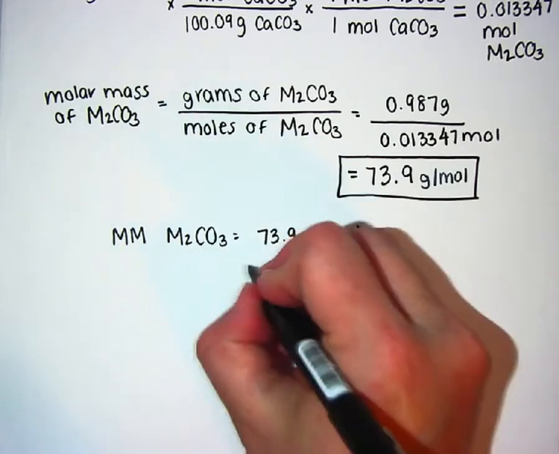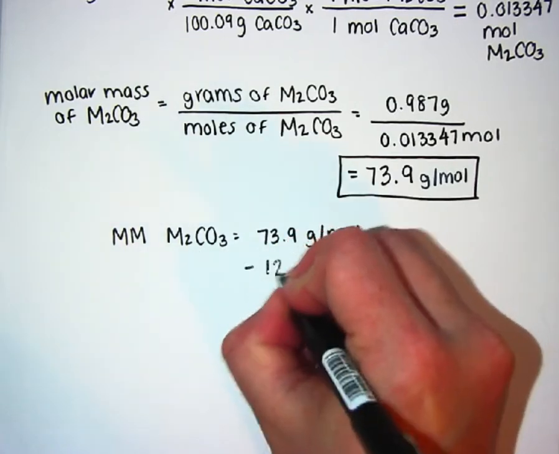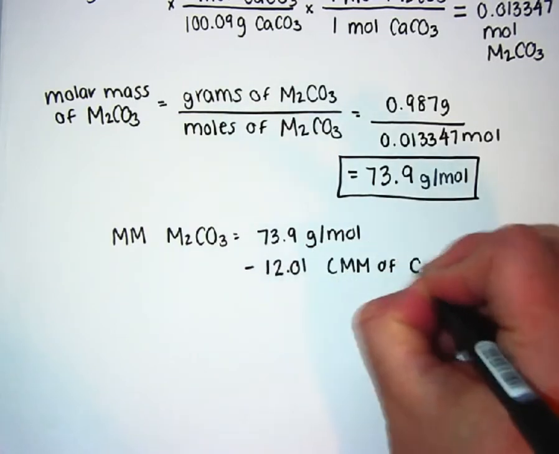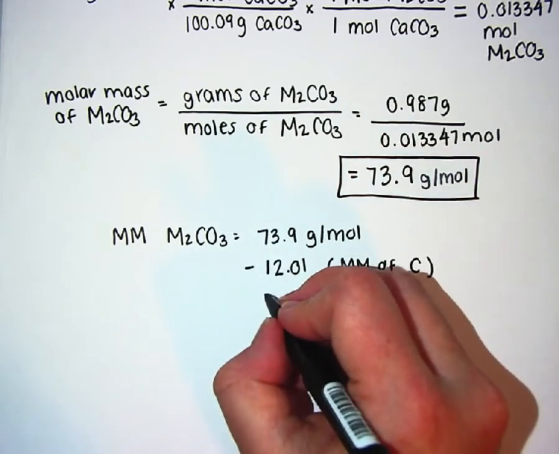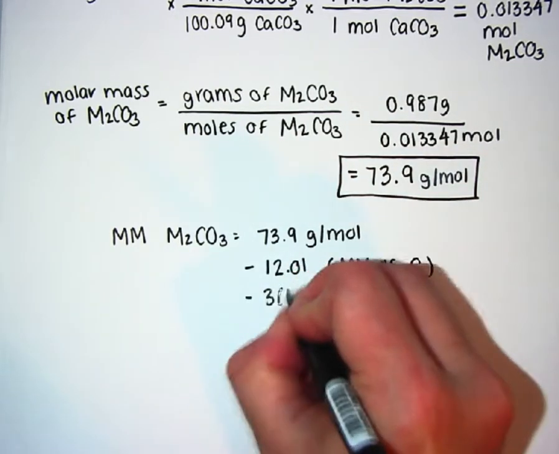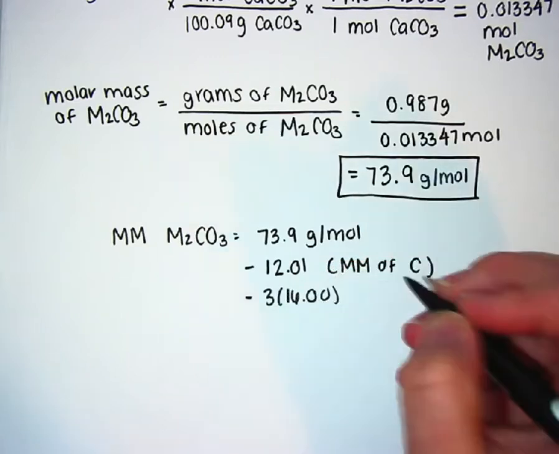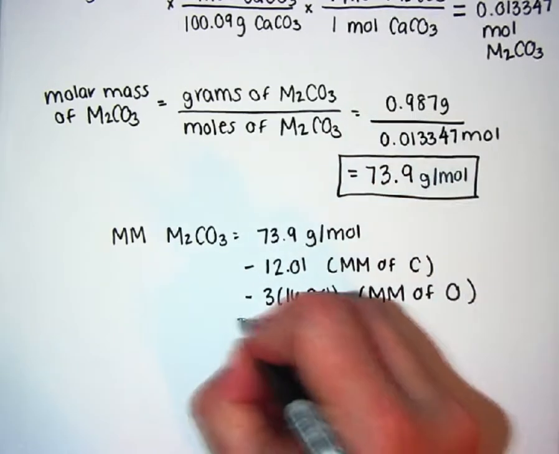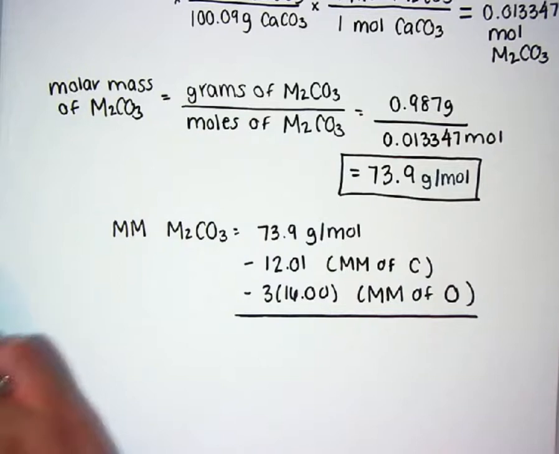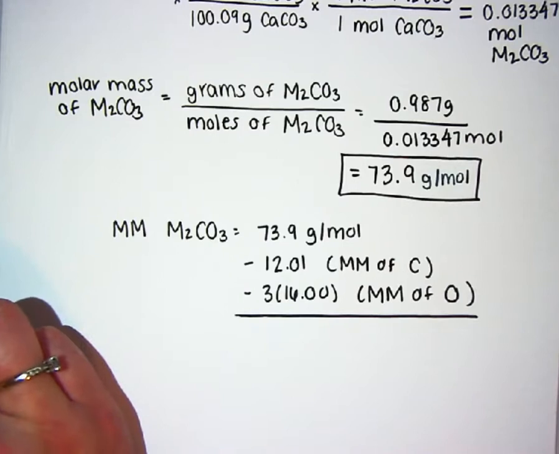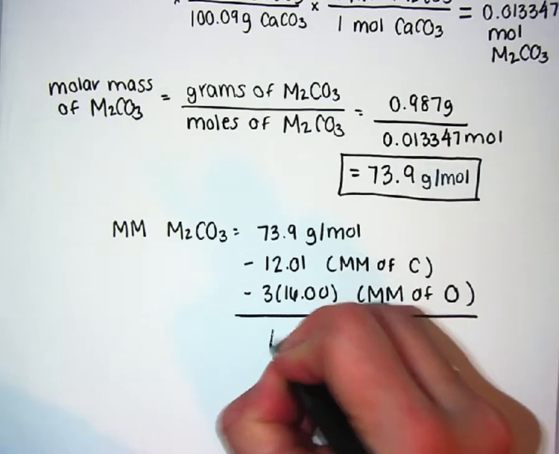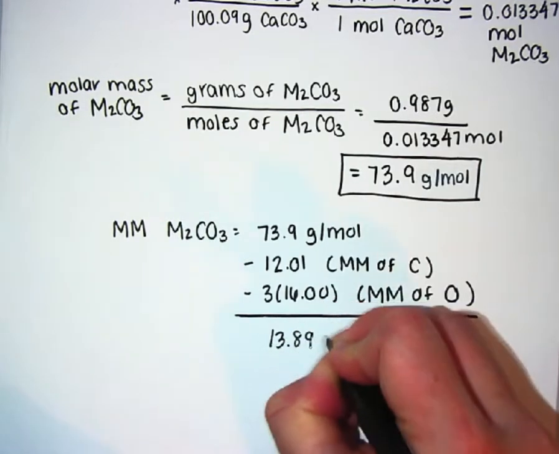So what we can do is subtract out the mass of carbon and subtract out oxygen. So 73.9 minus 12.01 minus 48 gives me 13.89 grams per mole.